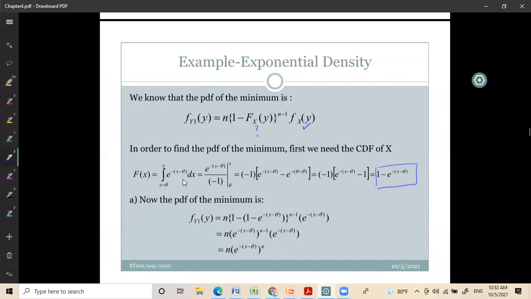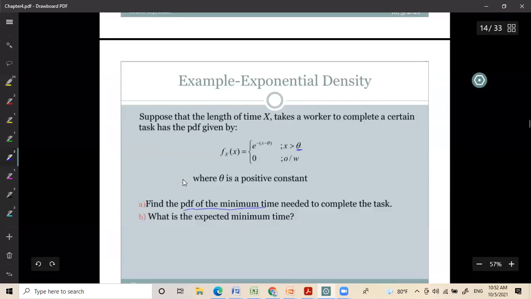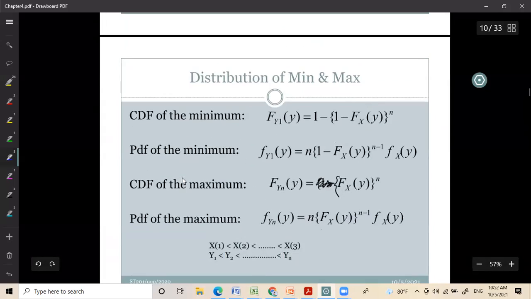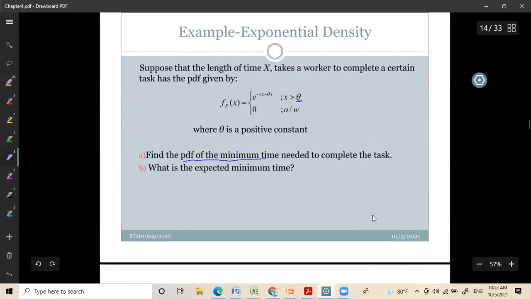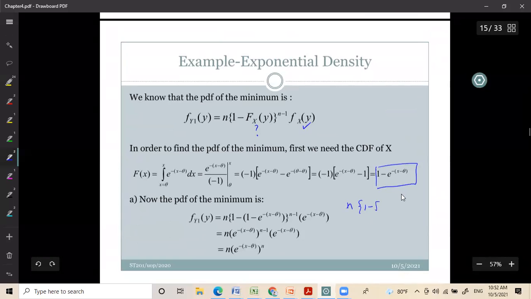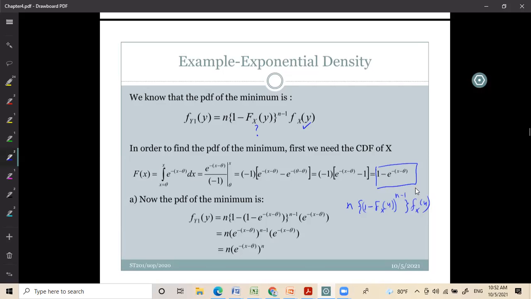Now you use it in the equation of the minimum. Here's the equation of the minimum. What is it? n times (1 minus F(x)) to the power n minus 1, times f(x). So you have 1 minus, and F(x) is again 1 minus, so it goes here to the power n minus 1, and then you multiply it with f(x).